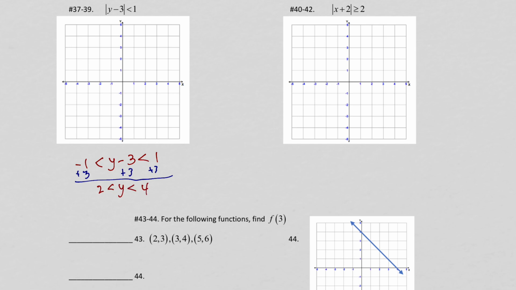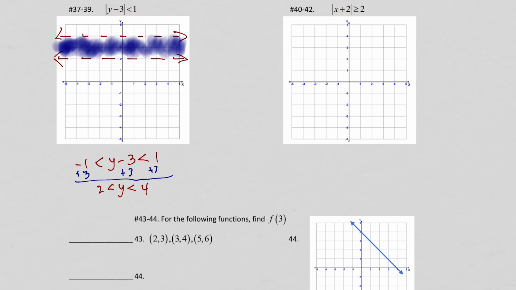So these are y equals, and so they're horizontal lines at 2 and 4, and they're dashed. So I'm going to draw a dashed line at 2, and a dashed line at 4. And this is in the middle of these, so I'm going to have a single shaded region right in there. And by the way, I knew that I was going to have a single shaded region because this was an absolute value less than.